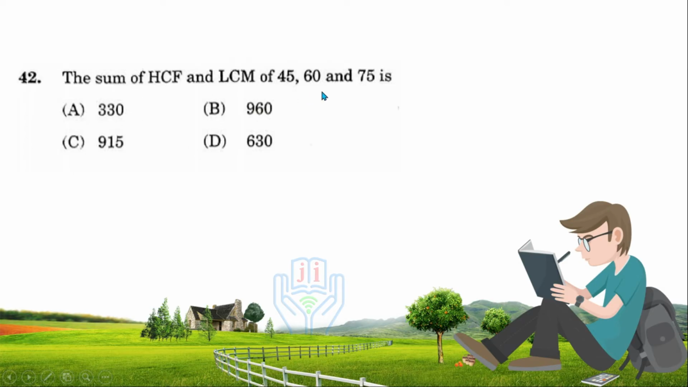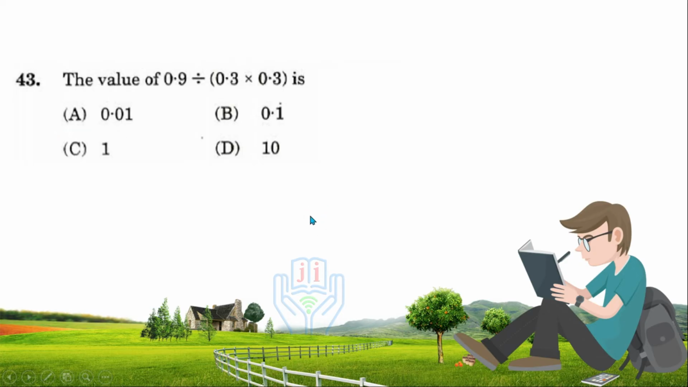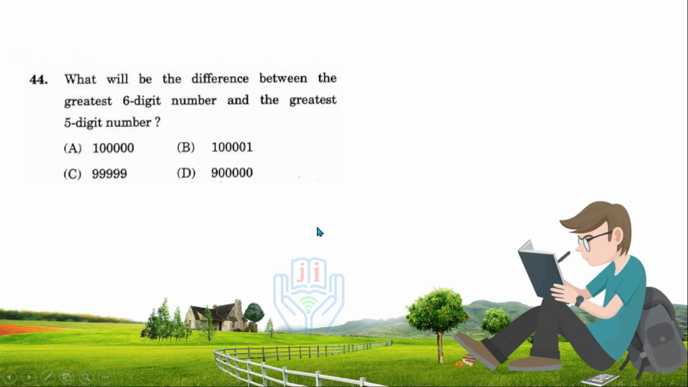The sum of HCF and LCM of 45, 60 and 75 is? So we need to do the sum of HCF and LCM. Answer will be 915. Option C. The value of 0.9 divided by bracket 0.3 into 0.3 is? So 0.3 into 0.3 is 0.09. So 0.9 divided by 0.09. Answer will be D. 10.